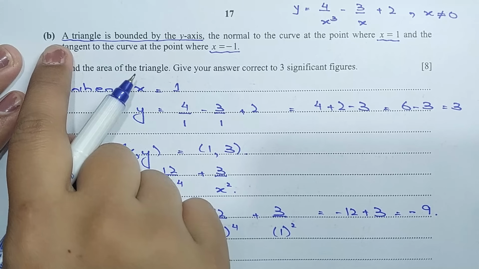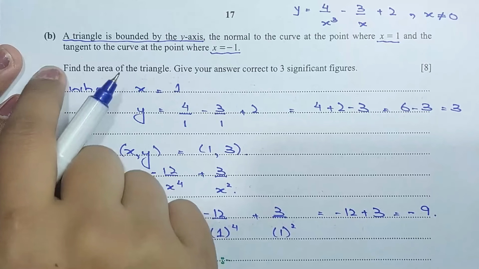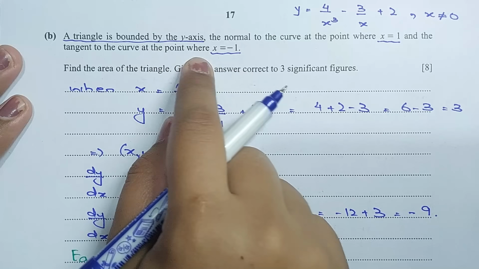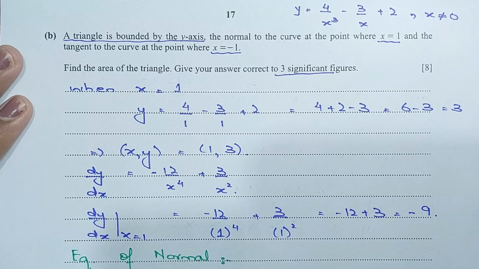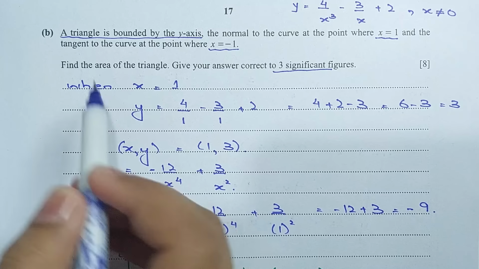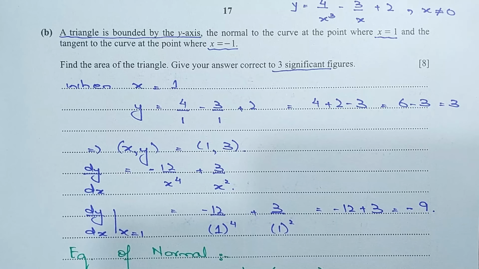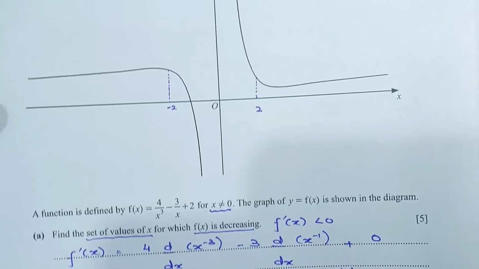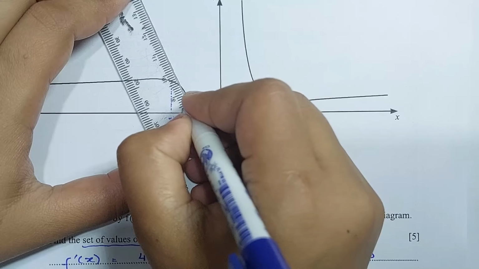All right, now the question says we have a triangle bounded by the y-axis, the normal to the curve at a point where x is 1, and the tangent to the curve at a point where x is equal to minus 1. Find the area of the triangle, give your answer correct to 3 significant figures. All right, so as we know, tangent is always perpendicular to the normal, right? So let me write down. The 3 legs of the triangle are basically the tangent, the normal, and the y-axis. All right, look at the diagram. We have a tangent at x equals minus 1. So let's say there is a minus 1 over here. This is a minus 1.